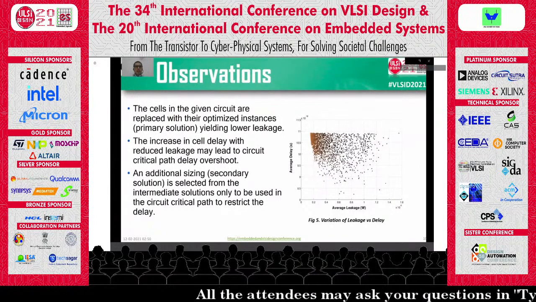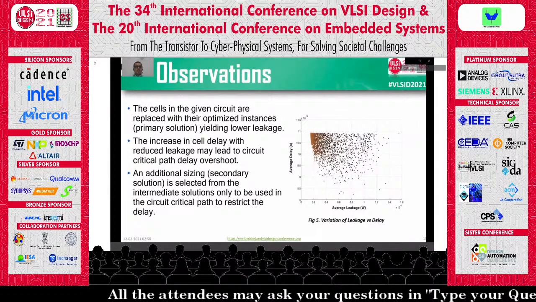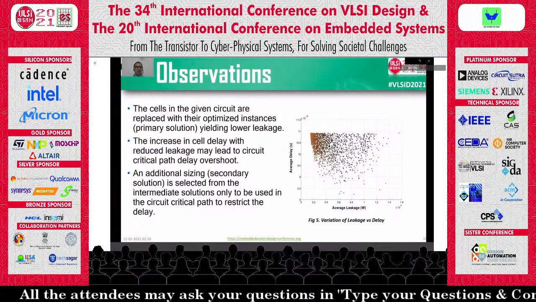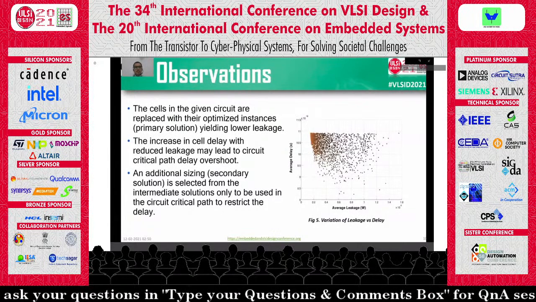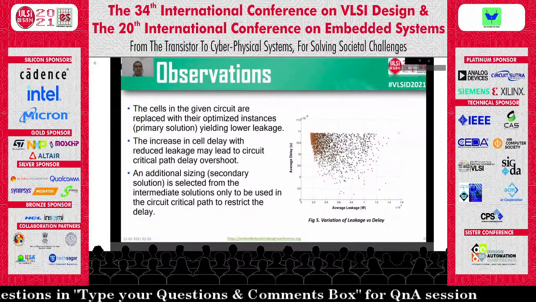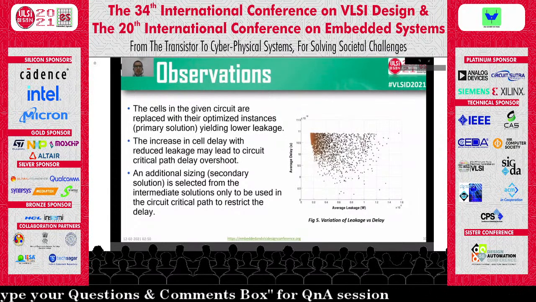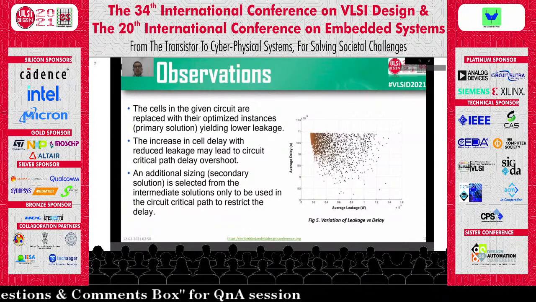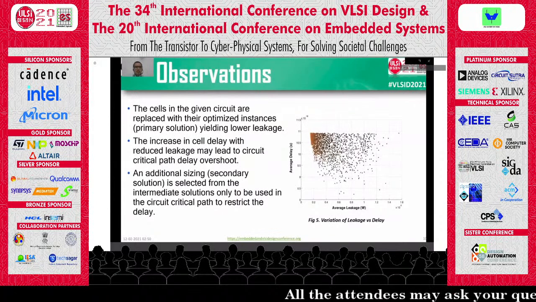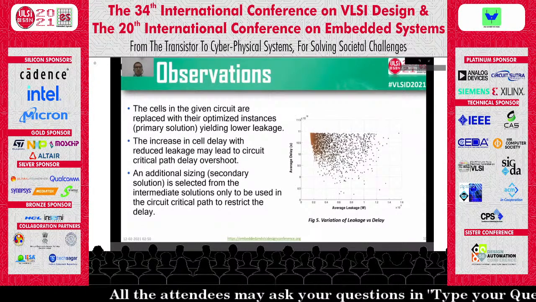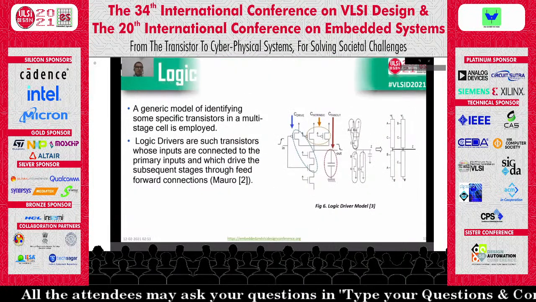Now, as multiple sizes are generated while execution of the algorithm, we make certain observations. The observation states that as the leakage decreases, the delay increases. The solution obtained at the end of the algorithm we refer to as the primary solution, and this primary solution would have the lowest leakage among all other sizings generated, but at the cost of a high average delay. Using this solution to replace the critical path cells in the circuit may sometimes lead to the critical path delay overshoot. Hence, a secondary sizing is selected from the intermediate stages of the algorithm based on leakage delay performances solely to be used in the circuit critical path.